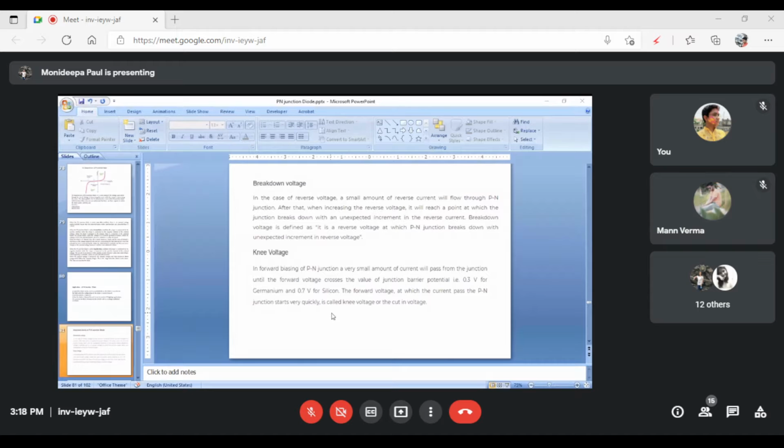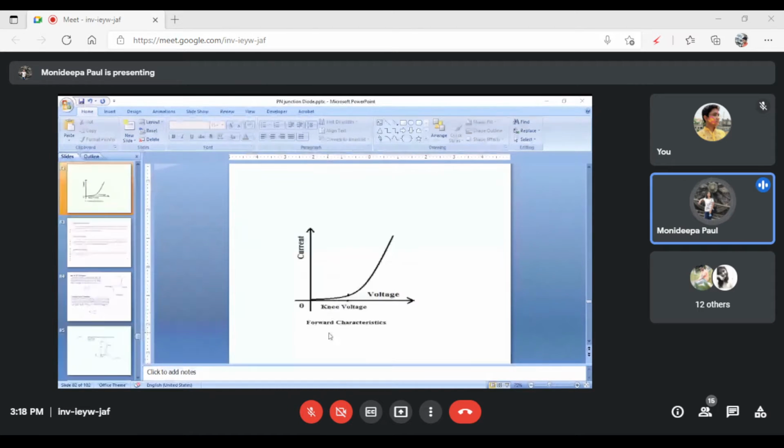Done? You draw this figure. This is the knee voltage. Here you see the current starts following Ohm's law. This is the knee voltage, just overcoming the barrier potential.